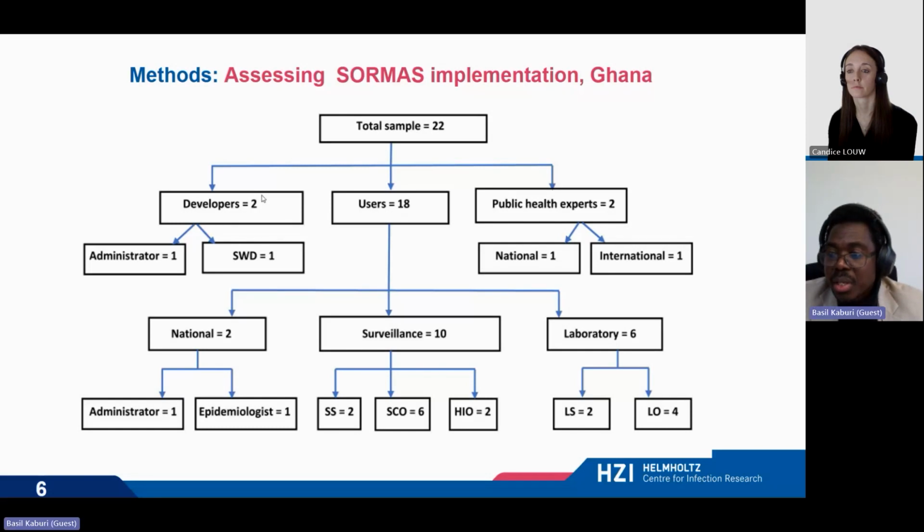And for the users, we considered users at the national level, the regional level, and also those in the laboratory, mostly at the regional and national levels. We also considered administrative staff, as well as those frontline workers who are in direct contact with the tool and doing all the data collection and analysis.